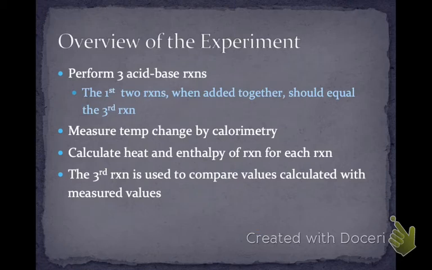So in these 3 acid-base reactions that we're going to be running, like I said, the first 2 reactions, when added together, should equal the third reaction, and we're going to test that. We're going to be using a coffee cup calorimeter, which you're all familiar with, a styrofoam cup, a thermometer, and running the reactions in that coffee cup calorimeter. It's going to be used to determine that temperature change, and then we're going to use that to calculate the heat, or Q, and also the enthalpy, or delta H.